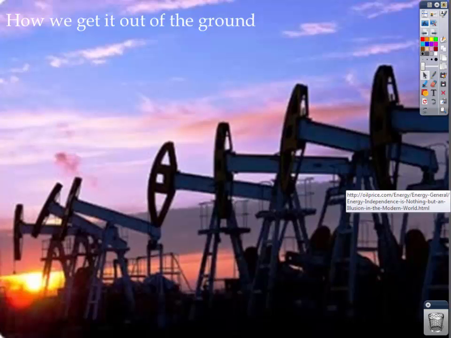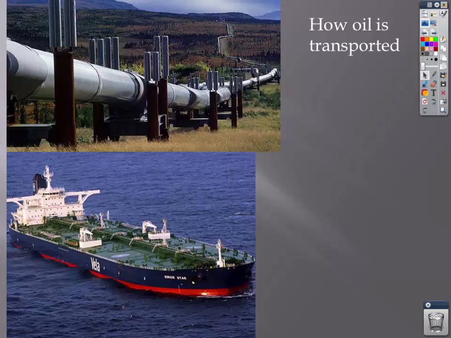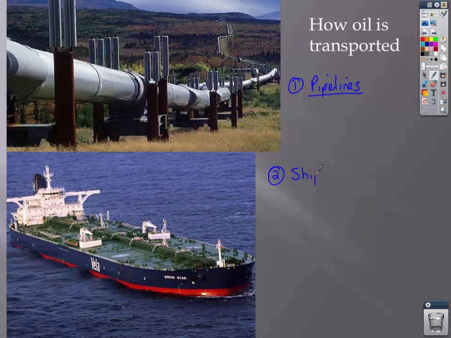All right, and here's a picture of how we get it out of the ground. You see the oil derricks basically pumping the resource out of the ground. Now, when it comes to transportation, we use two different methods, and the first one is pipelines. Again, some of these oil deposits are in very remote locations, and the refineries are very, very far away, sometimes thousands of miles. So pipelines can easily transport crude oil to the refineries where it can be refined into the products that we use. All right, the other way that we transport oil is through ship.